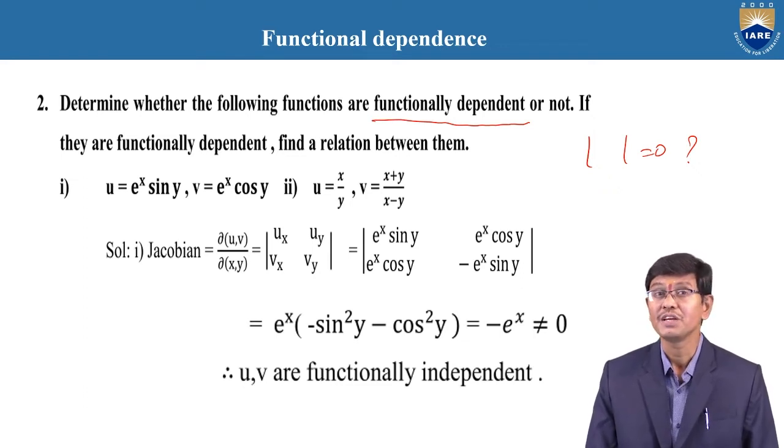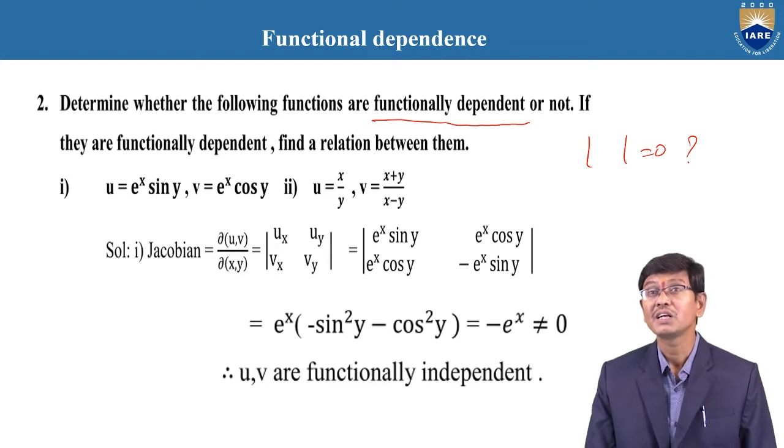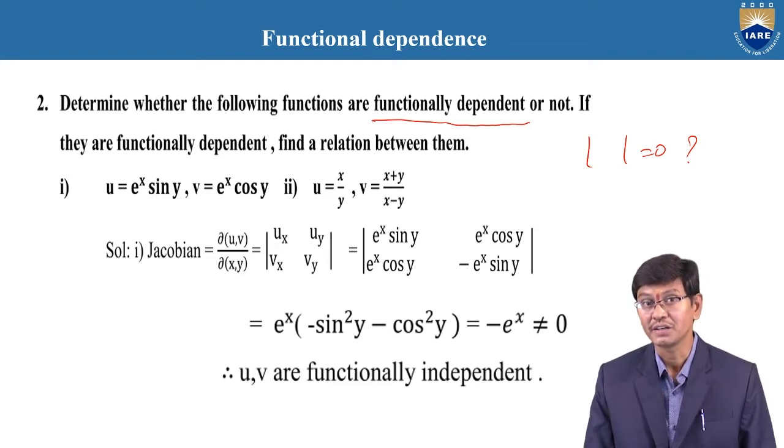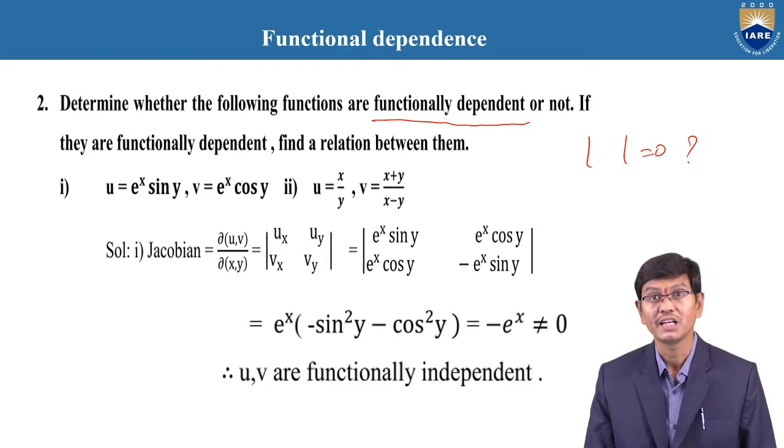From that u, v, first of all we need to find ∂u/∂x and ∂u/∂y. From u = e^x sin y, ∂u/∂x = e^x sin y, that is ux only, because sin y is treated as a constant. And uy is clearly e^x cos y, because the derivative of sin y is cos y.